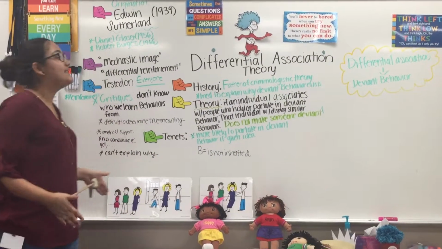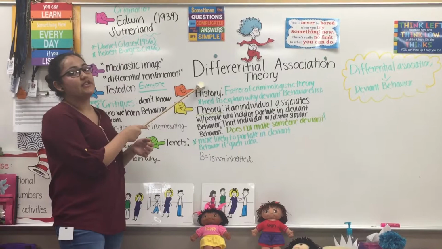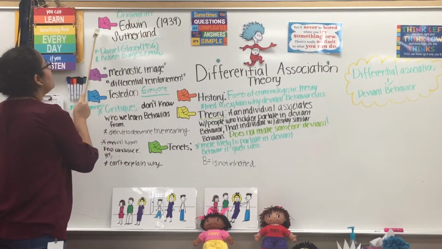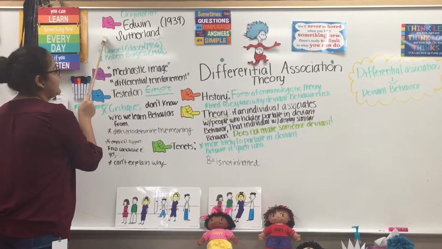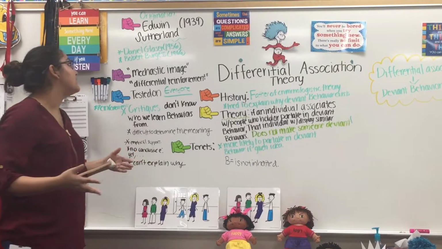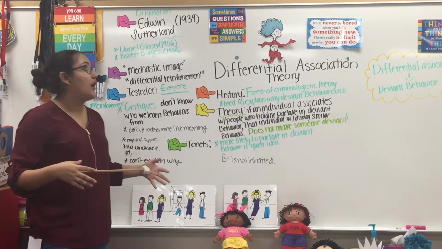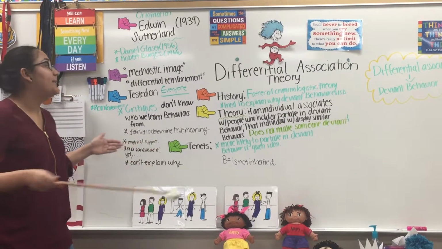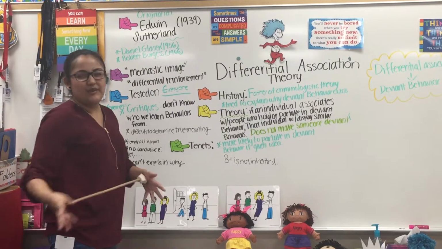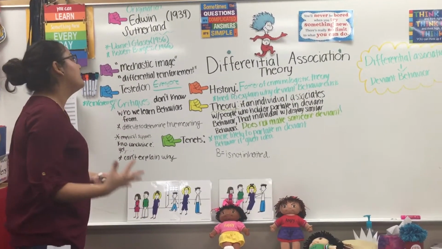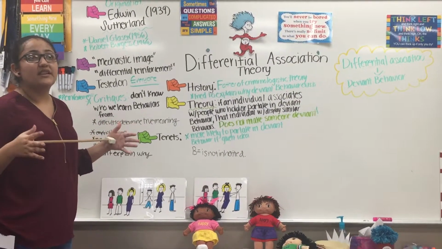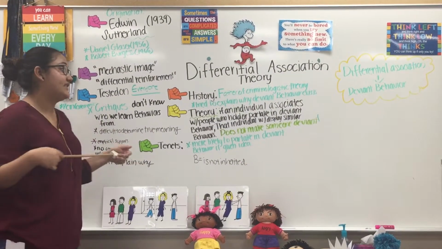The theory I have chosen to talk about today is the differential association theory. This theory was developed in 1939 by a man named Edwin Sutherland. Edwin Sutherland can be considered the father of criminology because he developed a theory that would help criminologists throughout time. His theory was to try to explain why deviant behavior exists and why someone partakes in those kinds of things. Deviant behavior can be considered something that is not considered normative within a society.